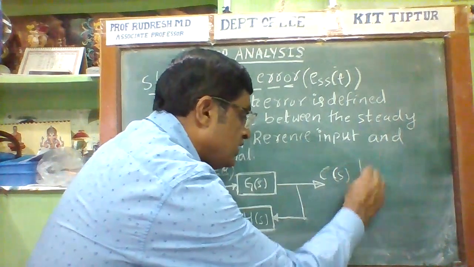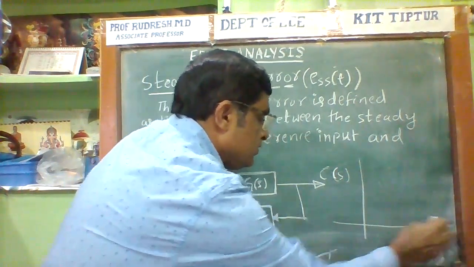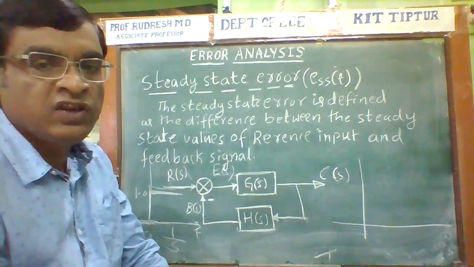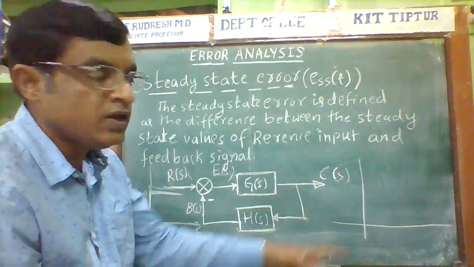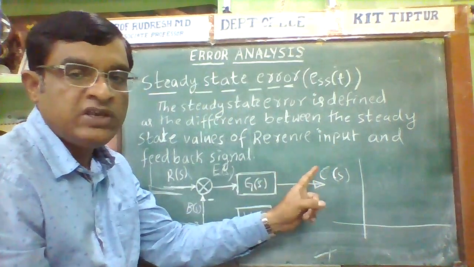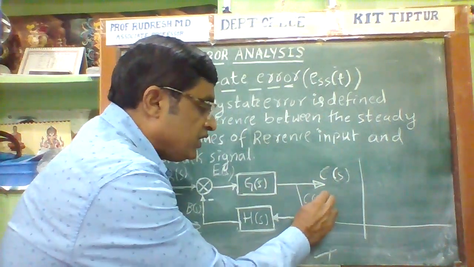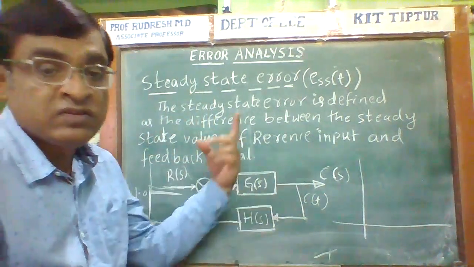The response of the system, C of s, is called the response of the system in the S domain. I want to calculate C of t. C of t is called the time response.